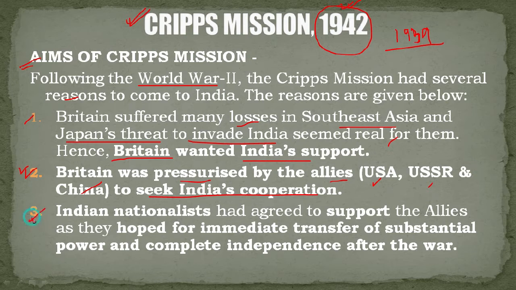Number 3, we see, therefore, Indian nationalists had agreed to support the Allies as they hoped for immediate transfer of substantial power. Indian nationalists wanted an immediate transfer of substantial power from the British sovereignty to India and complete independence after the war, as it seemed at that point of time that as the war ends, India will be given the freedom from Britain. Therefore, in hope of getting freedom, Indian nationalists agreed to support the Allies and particularly to support Britain at that point of time.